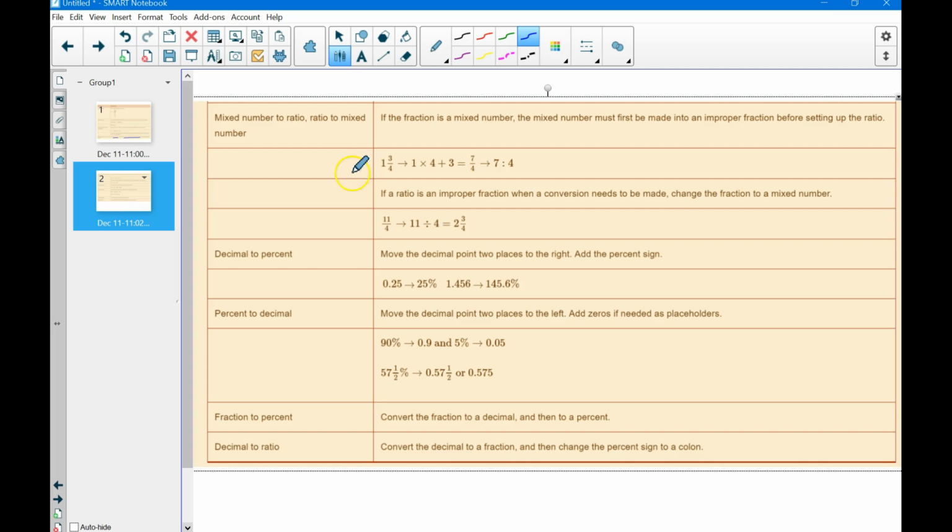If we have 1 3/4, remember how we do that? You take the 4, multiply by 1, and then add the 3. So 4 times 1 is 4, plus 3 gives us 7 over 4. And then writing that as a ratio, the top number comes first, bottom number comes second.